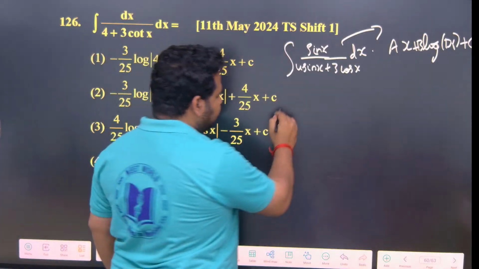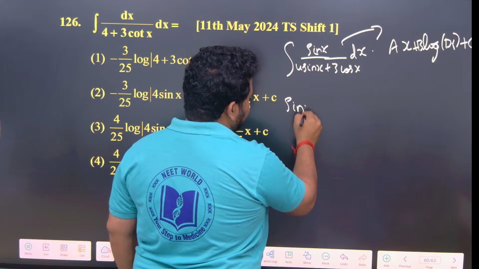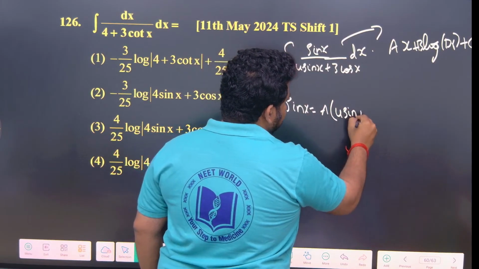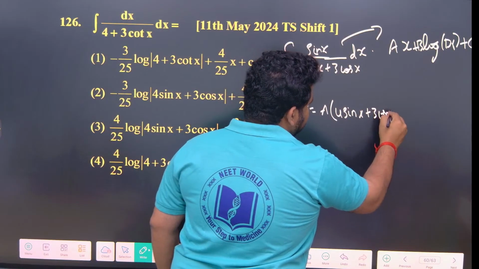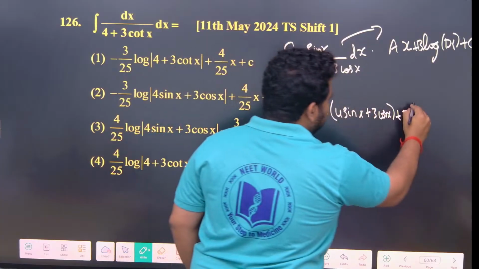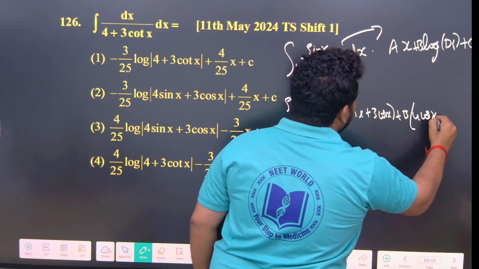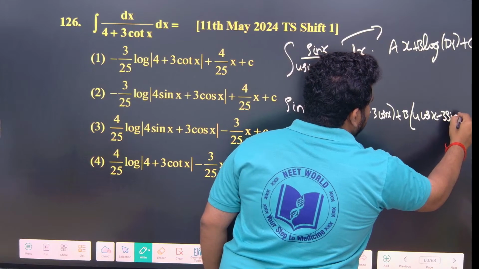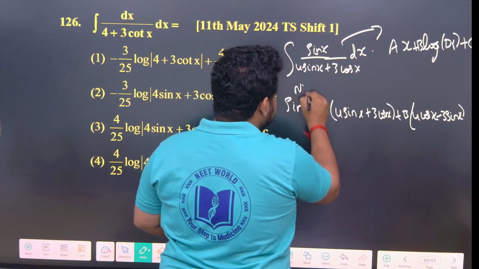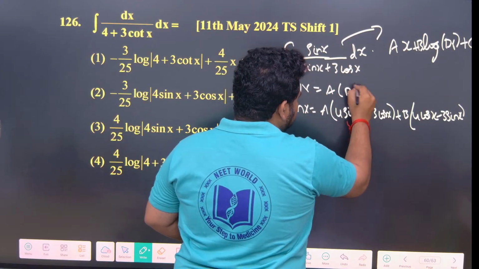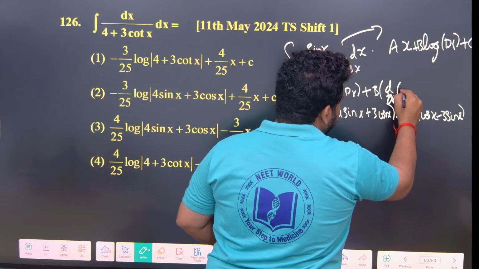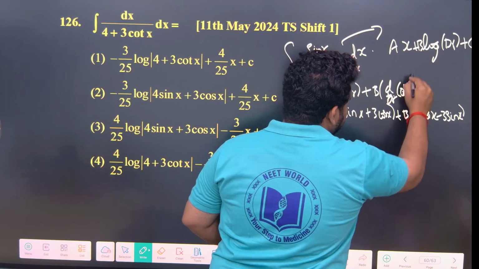First, what we will write? Numerator, that is sin x, is equal to a into denominator, 4 sin x plus 3 cos x, plus b into derivative of denominator, that is 4 cos x minus 3 sin x. That's all, not plus c. We are not integrating here, we are just writing it like this. Numerator is equal to a times denominator plus b times d by dx of denominator.